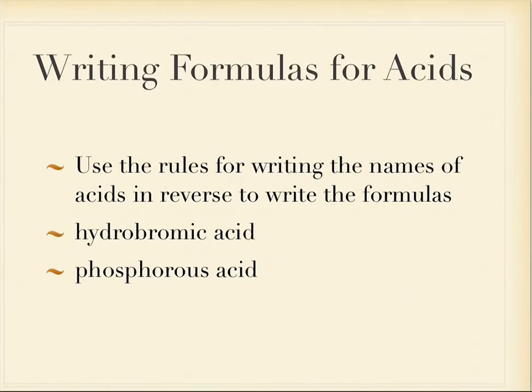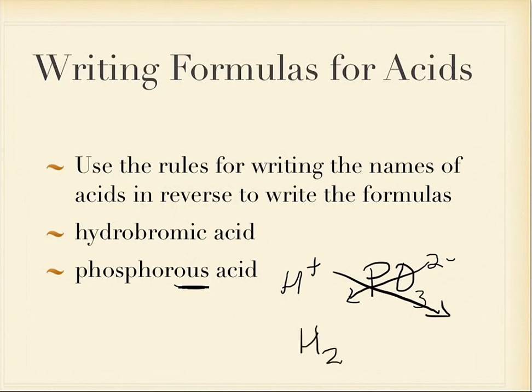Alright, so if we have phosphorous acid, remember we said ite becomes ous, so therefore ous becomes ite. So we're looking for phosphite. Okay. So what we're going to do is we're going to look up phosphite, and we're going to see that's PO3. What is that? 2 minus. And then we're going to put hydrogens with it. Well, hydrogen is plus 1. So we've got to do a little crisscross work here. We get H2PO3. Phosphorous acid.